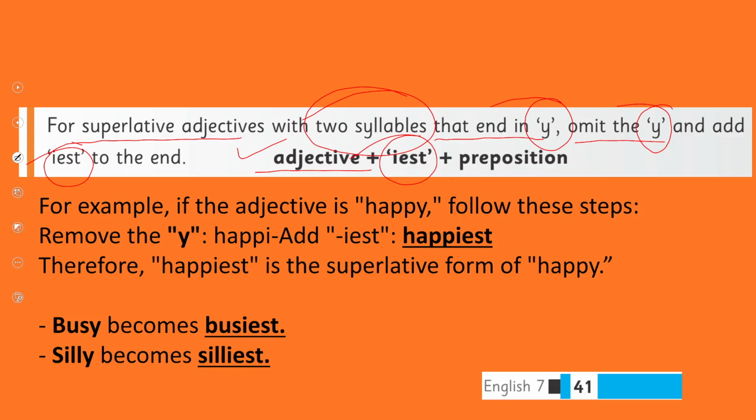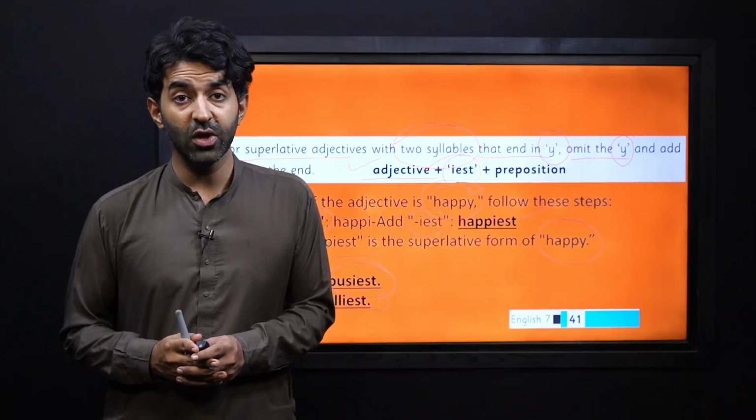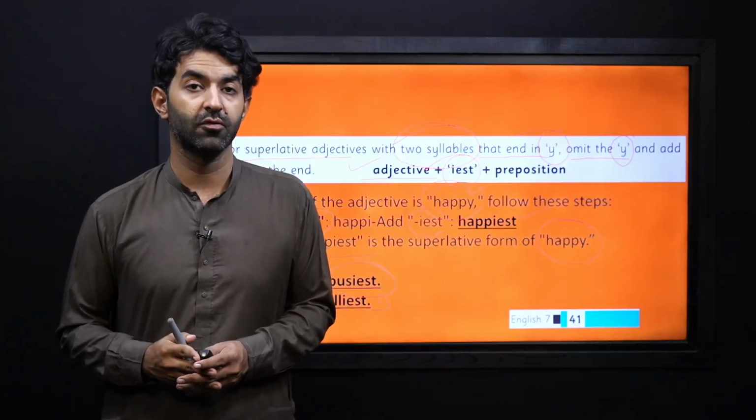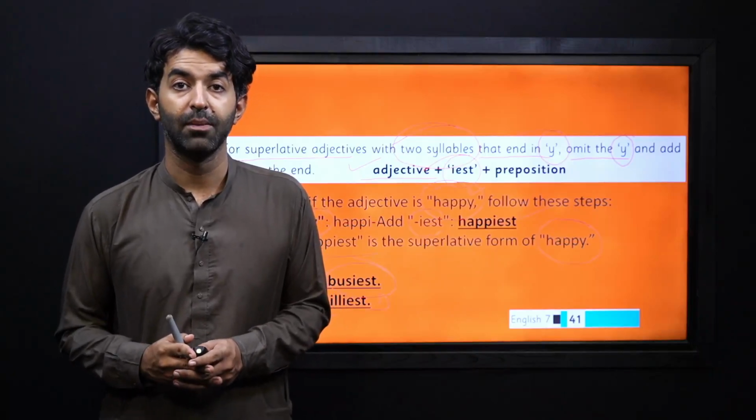For example, if the adjective is happy, now the adjective is ending in Y. Happy is ending in Y. We remove the Y and add iest and it becomes happiest. So therefore, happiest is the superlative form of happy. Busy will become busiest and silly becomes silliest. So when you are having adjectives with more than one syllable and it ends with Y, and if you have any preposition in front of it, you remove the Y, add iest and then add your preposition.